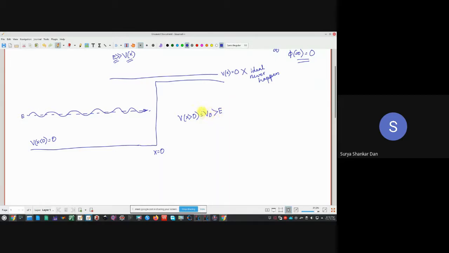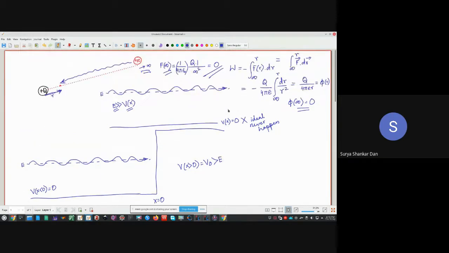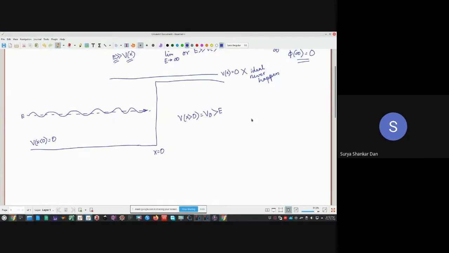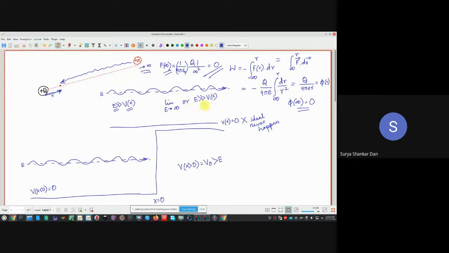So as of now, let us assume that V naught is greater than E, but it is not like infinity or something. Okay. So what was the first condition? This was the first case, when E was tending towards infinity, or E was much larger than V(x). Okay. In this case, if the case is reverse, if V(x) is much larger than E, that we will consider later, that is called the infinite potential well or infinite barrier. We will look into that after some time.